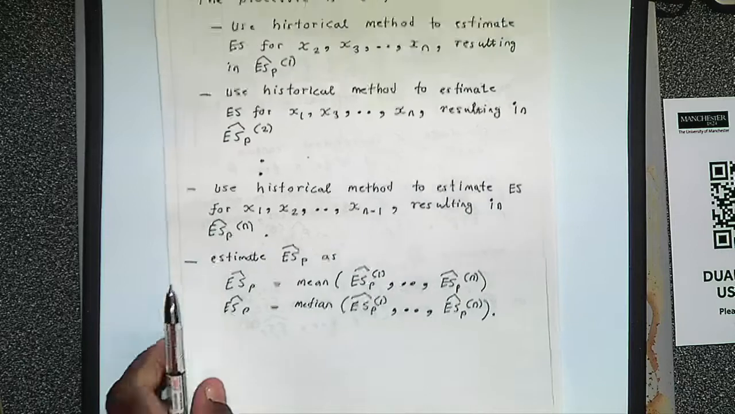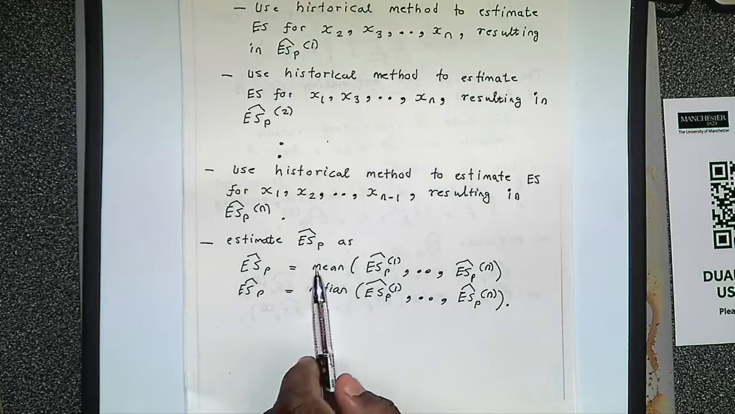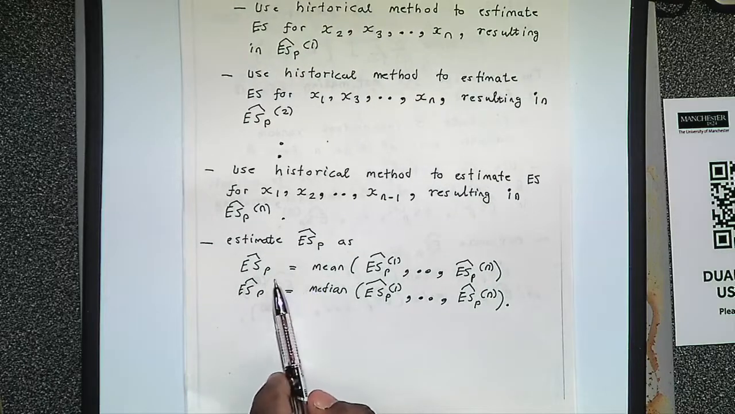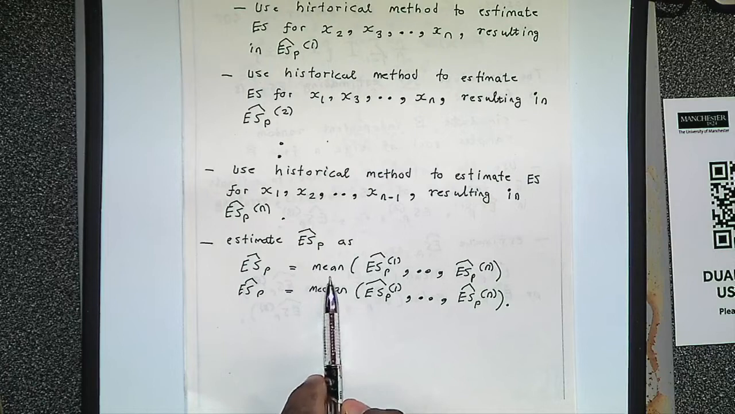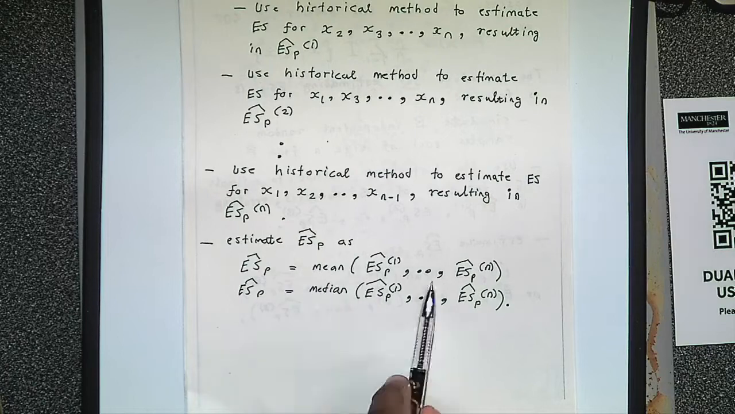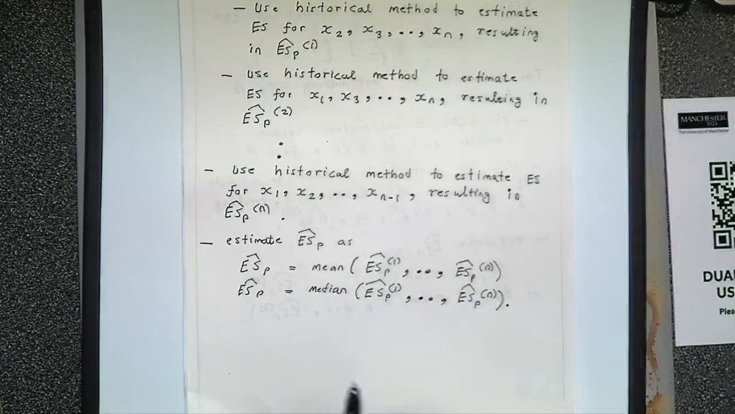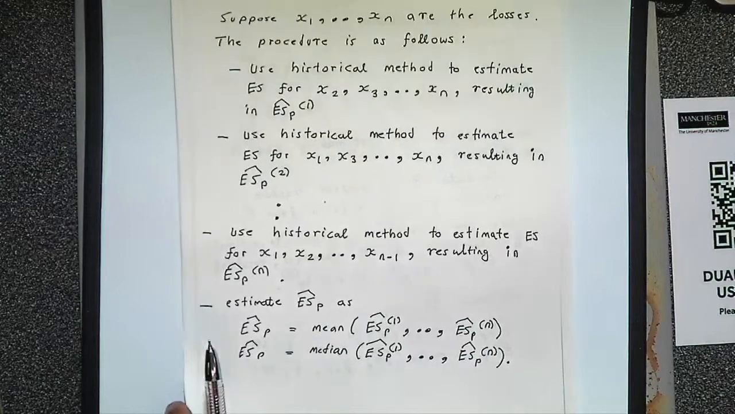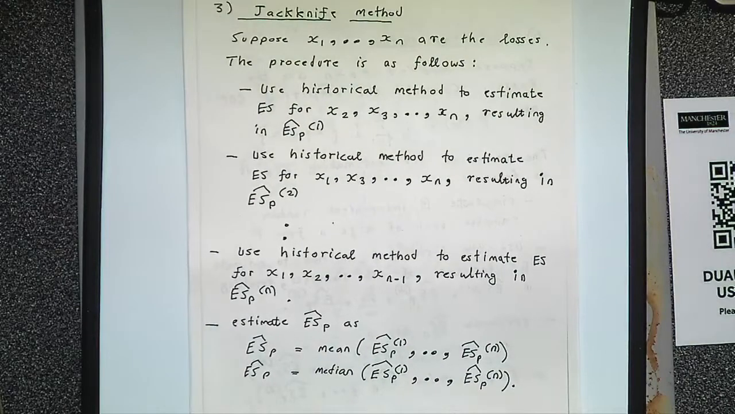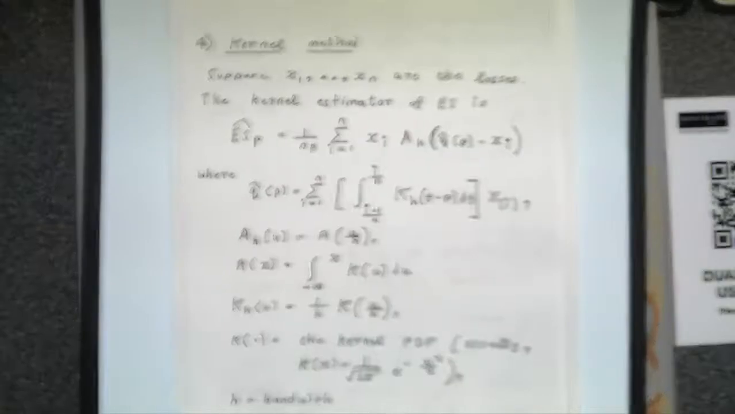All right, and the very final step is to compute the expected shortfall as the mean or the median of these n different estimates, right? Okay, so that's the Jackknife method, and the next one is number 4, the Kernel method.